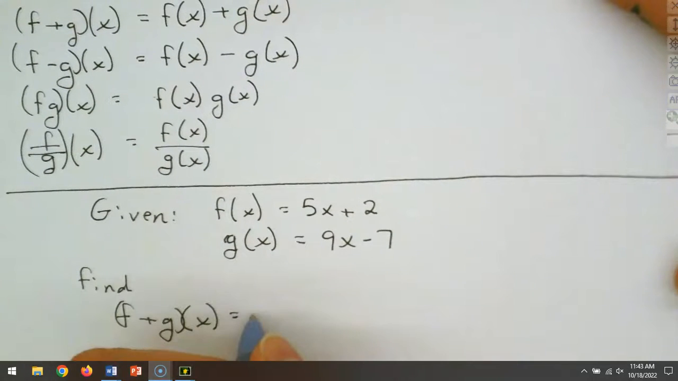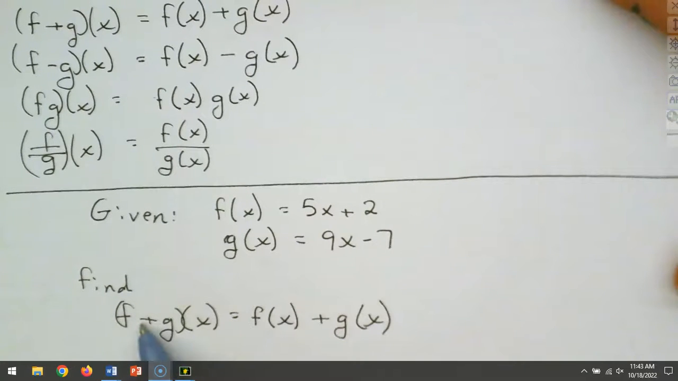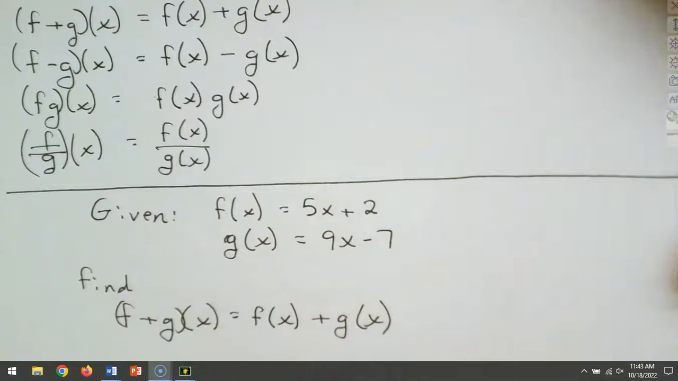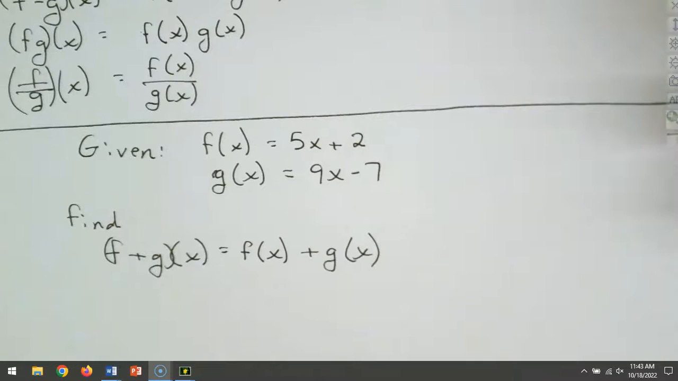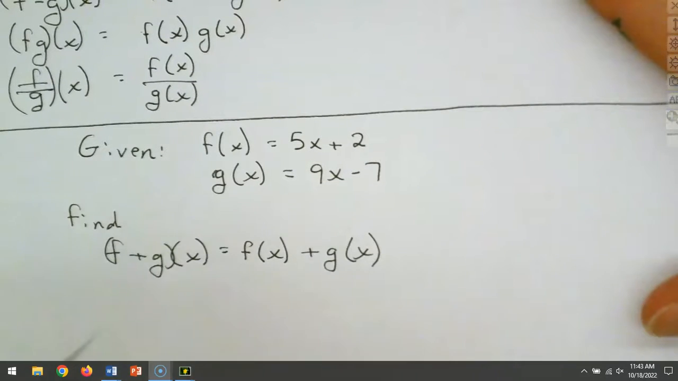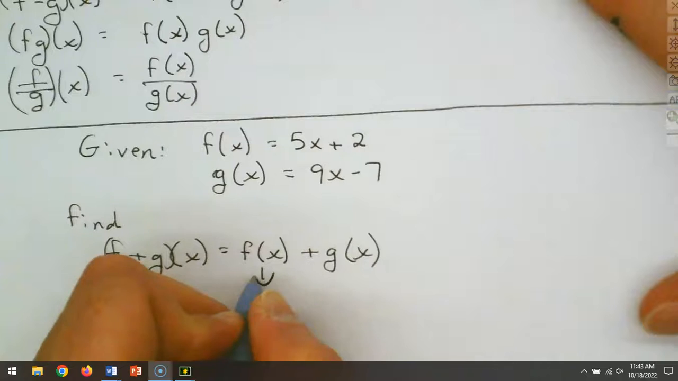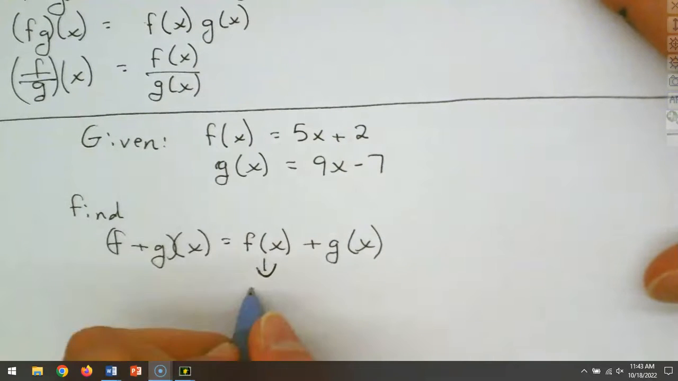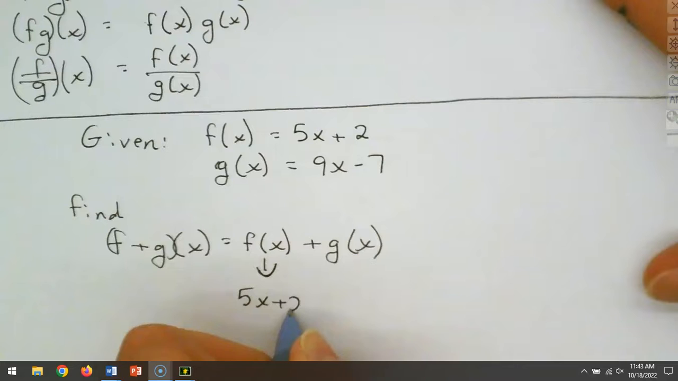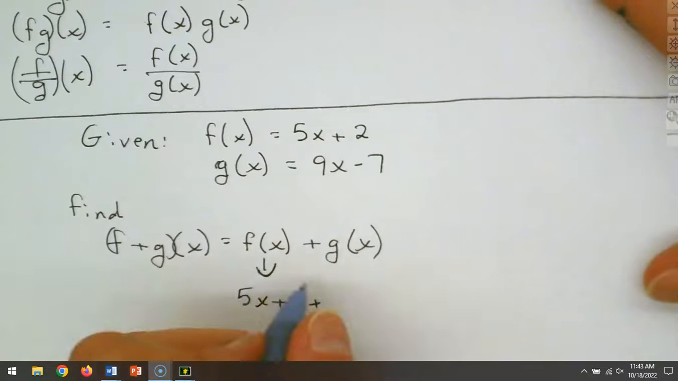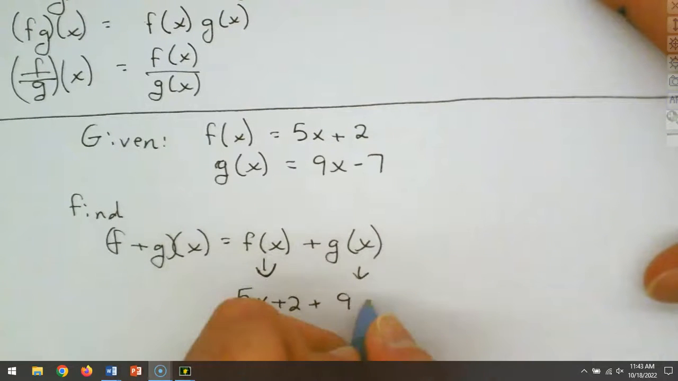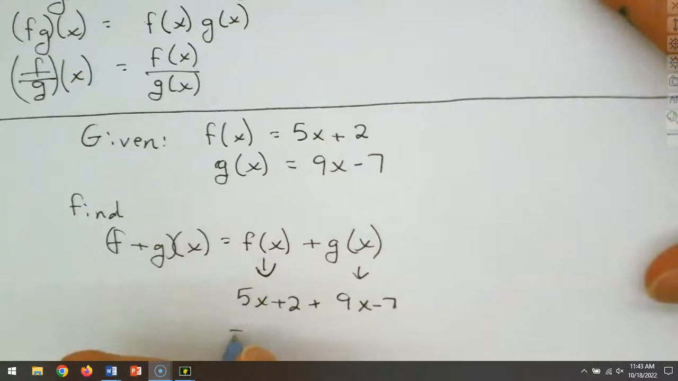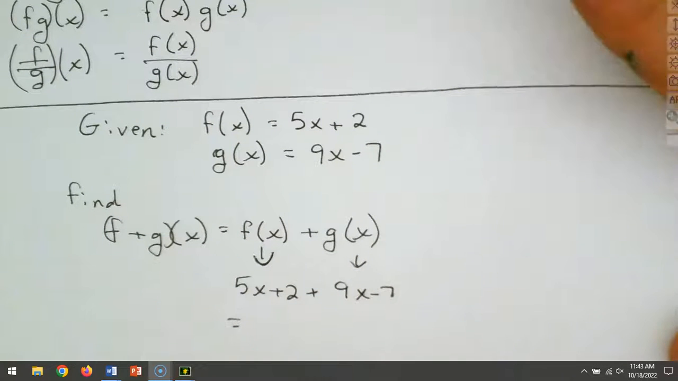We replace this, so this is f of x, plus g of x, right? We just write it out as two separate parts. Now, all we need to do is plug the parts back in. So what was our f of x? Yep, 5x plus 2. So that goes here. What is our g of x? Okay, 9x minus 7. And those can be combined and condensed down a bit.